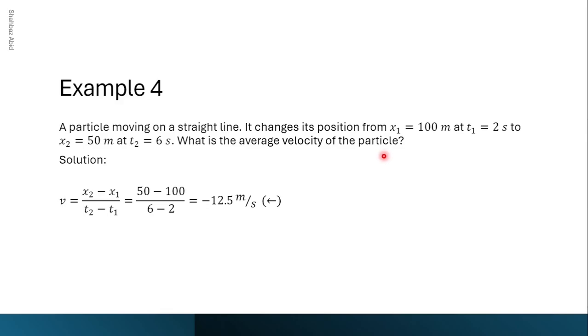So again, v is equal to delta x over delta t. It's going to be 50, which is the final position, minus 100, the initial position, divided by 6, the final time, minus 2, the initial time. I'm going to get minus 12.5 meters per second, and negative indicates that I have to move backward. And to understand meters per second, in 1 second I have traveled 12.5 meters backward to reach from x1 equals 100 to x2 equals 50.